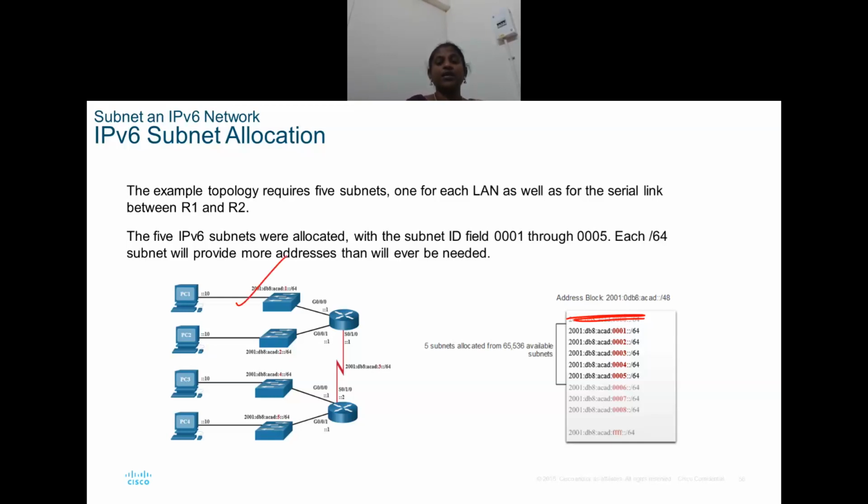I just give 2001:DB8:ACAD:1::/64. So now this device is 1::10. Similarly here 2::10, 4::10 and 5::10, and 3 is here. 3::1 is this interface, 3::2 is this interface. We will be discussing practically the allocation and the routing of IP version 6 in experiment number 10.